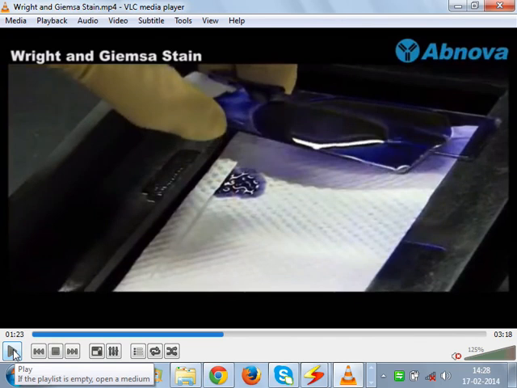First, you made the smear. Then you dried. Then you added what? Leishman stain. And you leave it for 2 minutes. Why? For fixing. Then you add distilled water. And leave it for 8 minutes, we say. Sometimes 7 minutes, 8 minutes, 9 minutes.